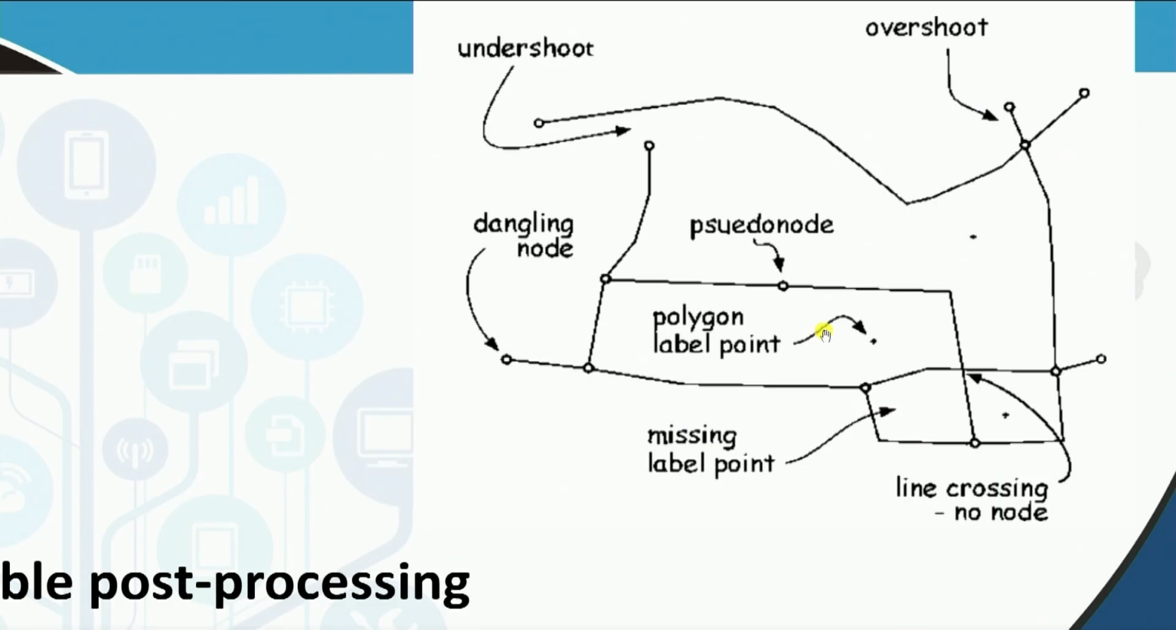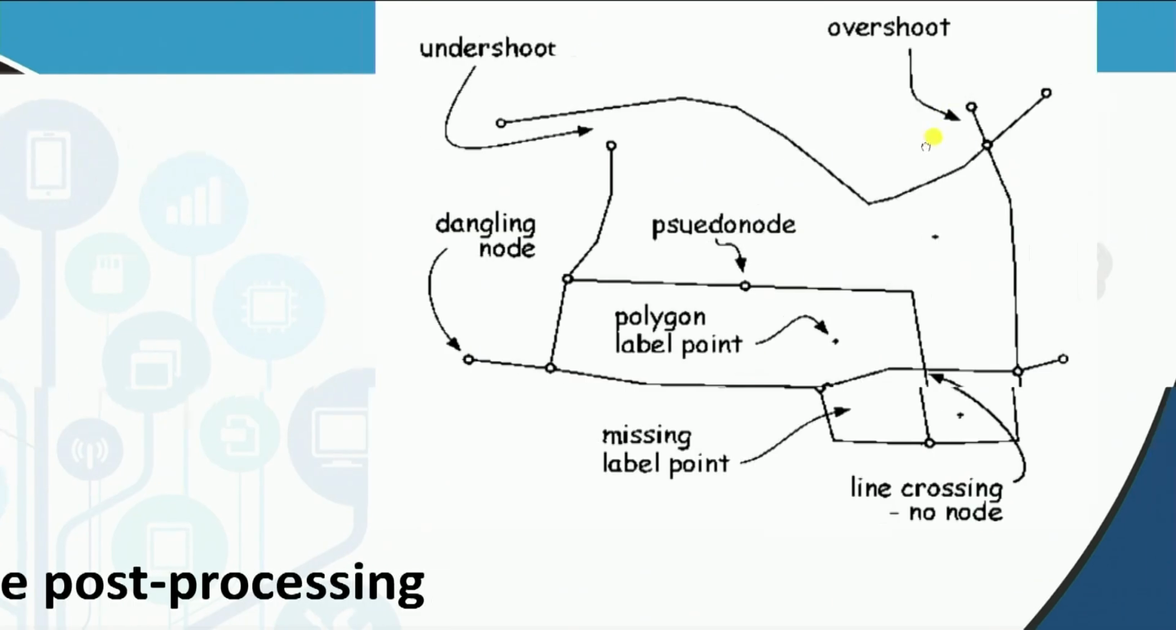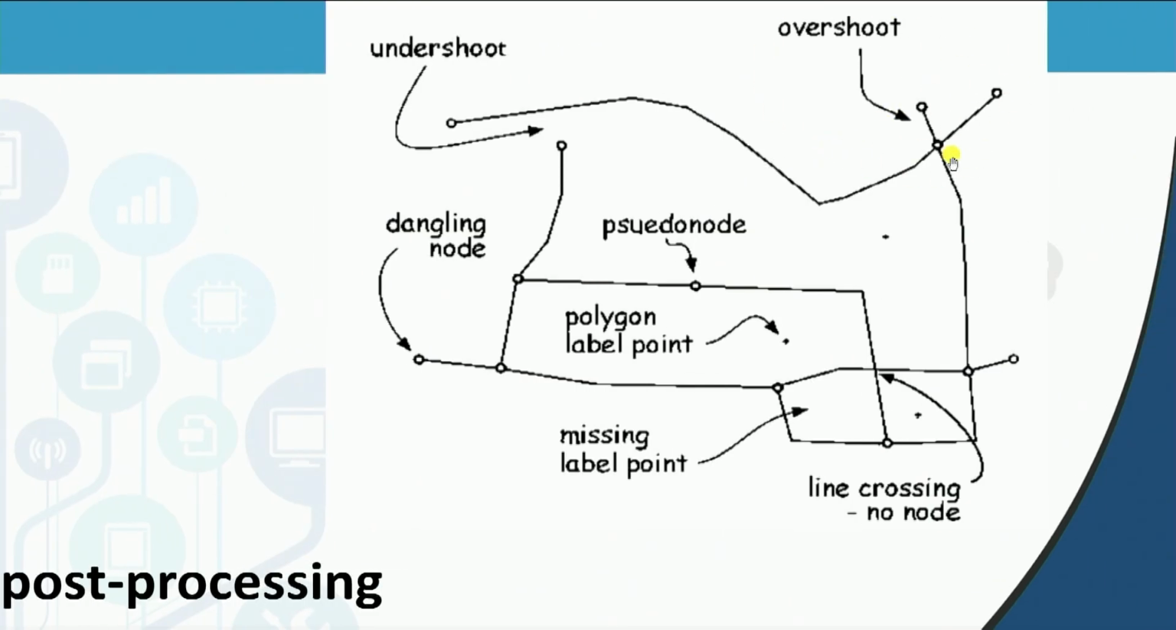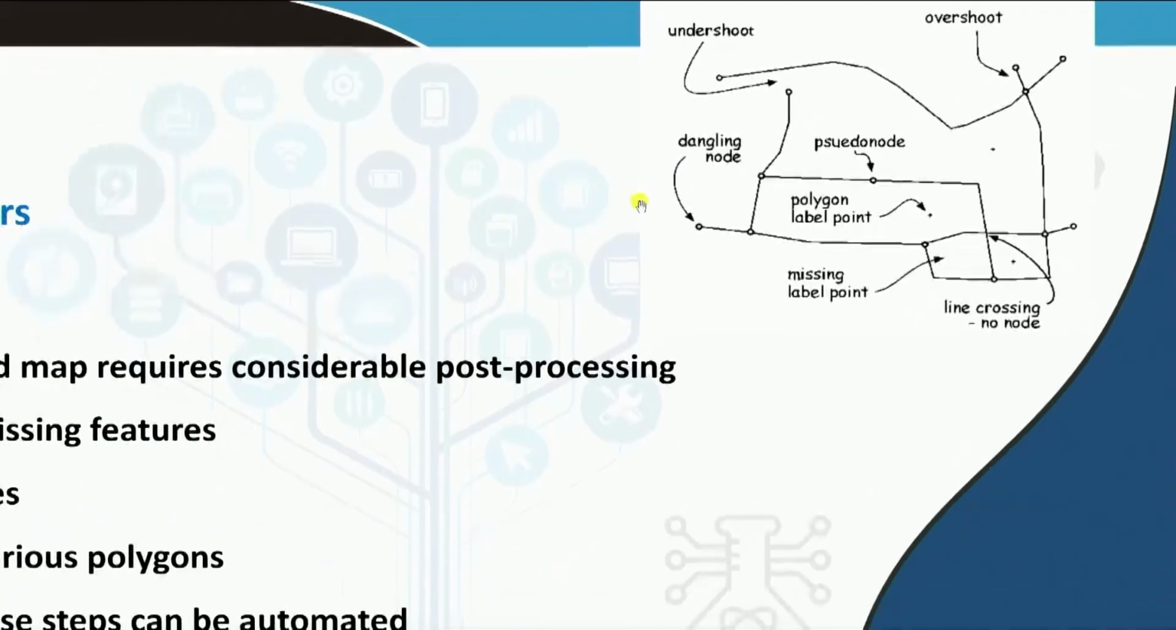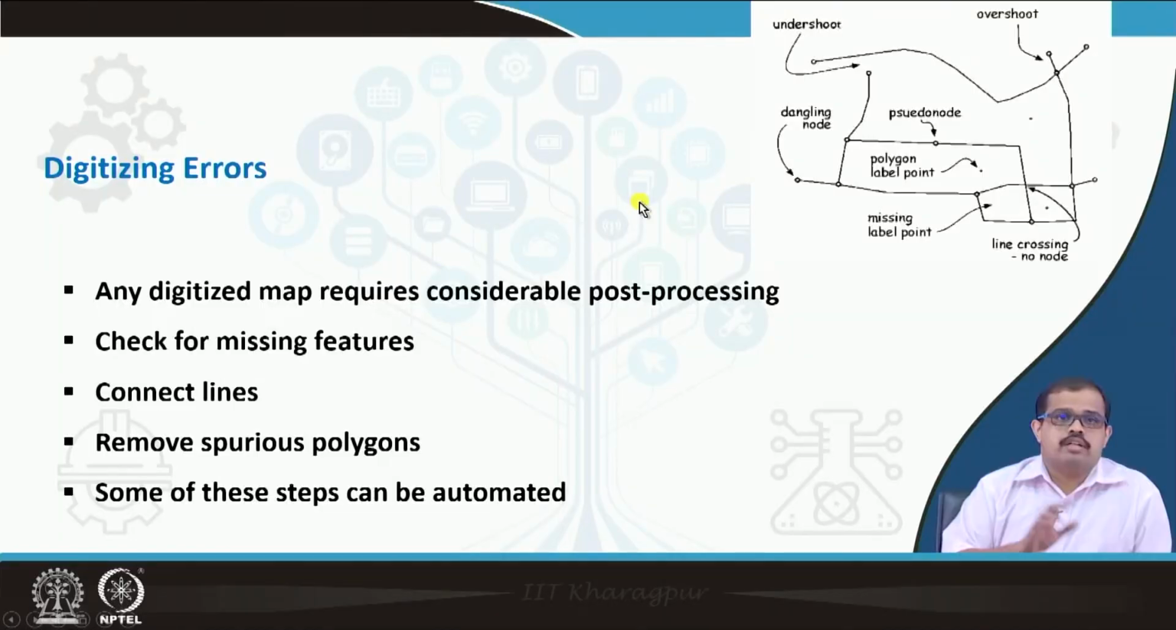So these are certain errors which would surely be there in your entire data set. So please look at some of these nodes. There is an overshoot here. It was supposed to stop here, but it went on across here. This is an overshoot, and when you see this, there is an undershoot. All of these things have to be looked at if your data set has to be proper.